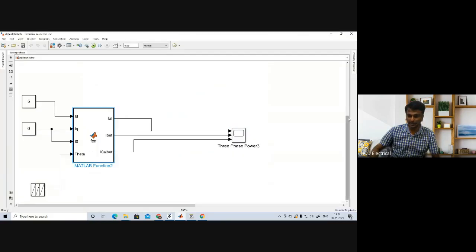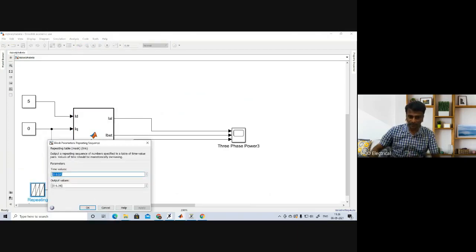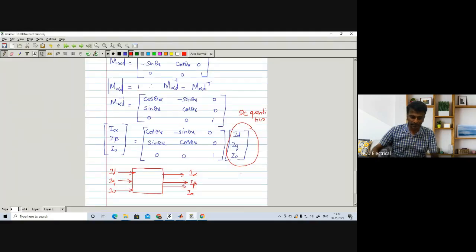Then in this simulation, let me run. This is our ramp signal, the same thing I have explained here. We have to give for one time value 0.01, 0.02, output is 6.28. Why is it like that? The same thing once again I will explain to you. One circle starts from 0 and completes 360 degrees. One cycle in radian is 2 pi radian, that means 6.28 radian.